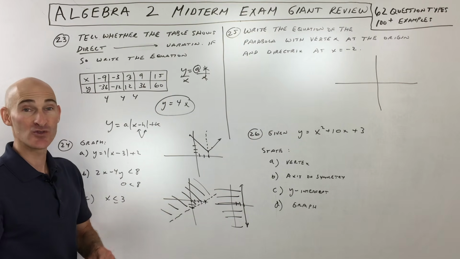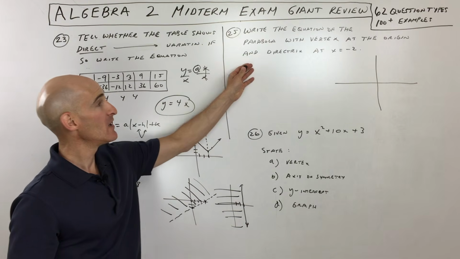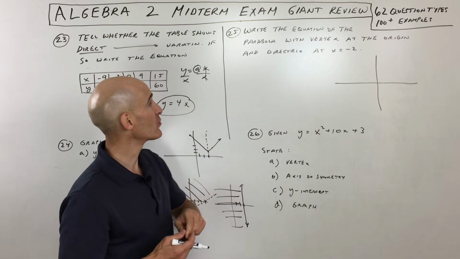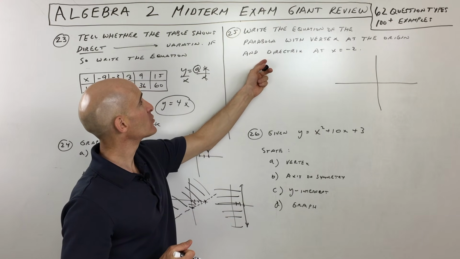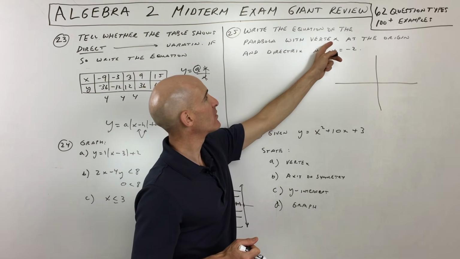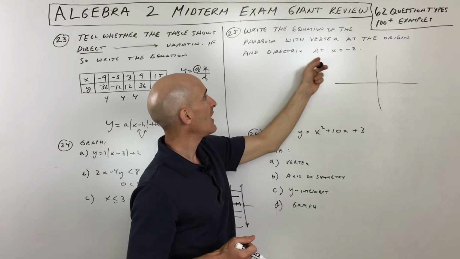So I hope this is helping you so far. We've got a lot more questions to go through. A ton of information in here to help you with your midterm, or if you're just trying to review algebra in general. But number 25 says, write the equation of the parabola with vertex at the origin and directrix at x equals negative 2.